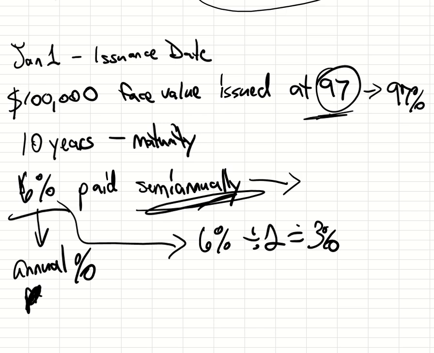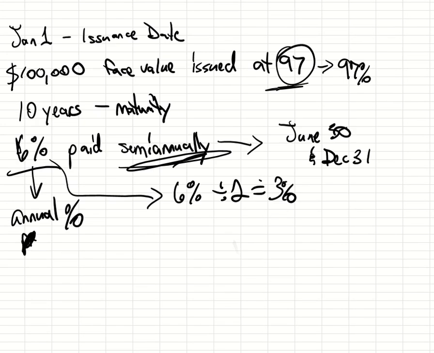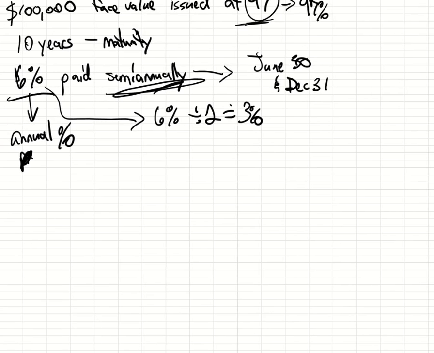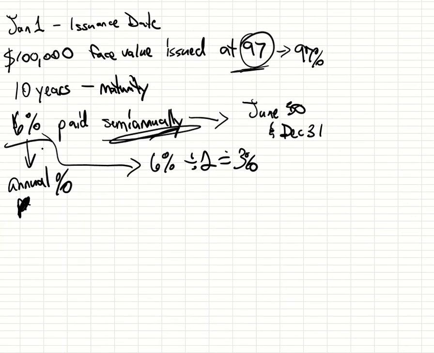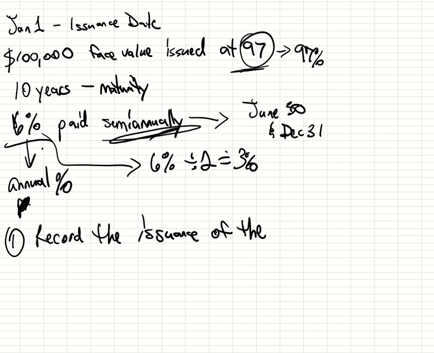And the payments that are made semi-annually are made on June 30th and December 31st. Okay. First thing we'll need to do, let me zoom out so we can see all of the facts. We're going to have to first record the issuance of the bond. So recording the issuance of the bond. So I'm going to put on here the date. The date is going to be January 1st.